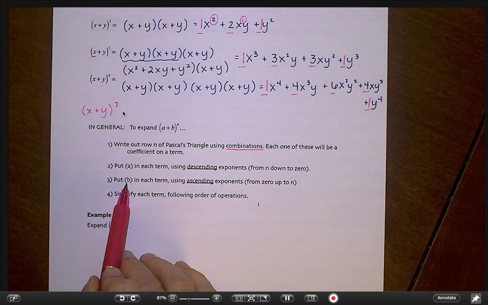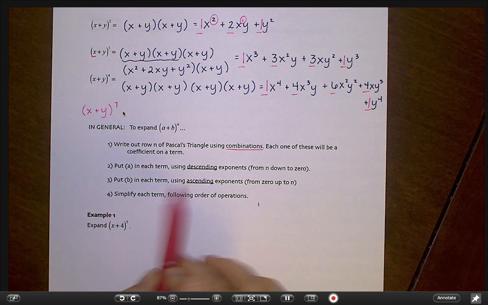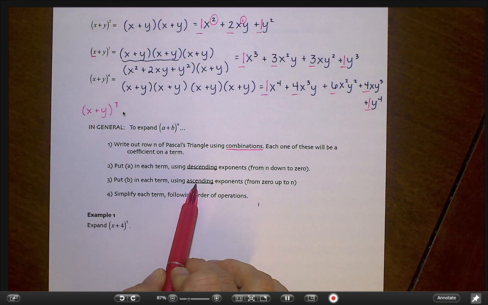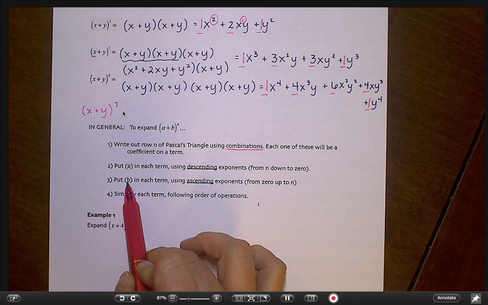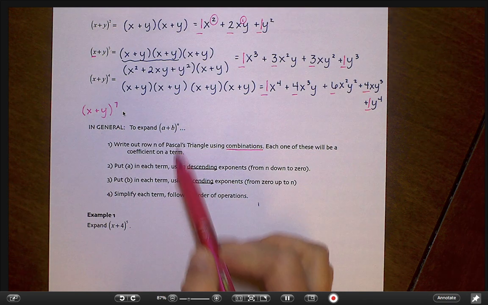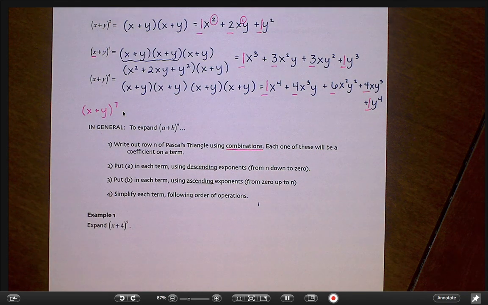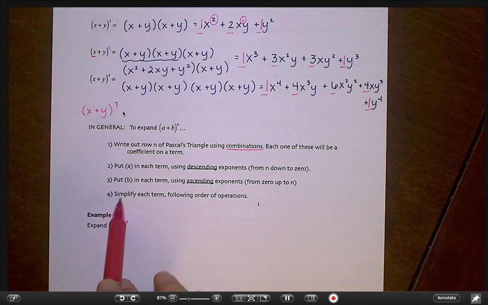Then you're going to take the B term, which is the second term. That's going to go in ascending order of exponents. So we start with 0. The first term won't have any of whatever that is, and then we work our way up to whatever that n exponent is. Then this part really just goes straight in your calculator, but this is where we have to be careful about order of operations and typing things incorrectly in parentheses. We'll simplify our terms.